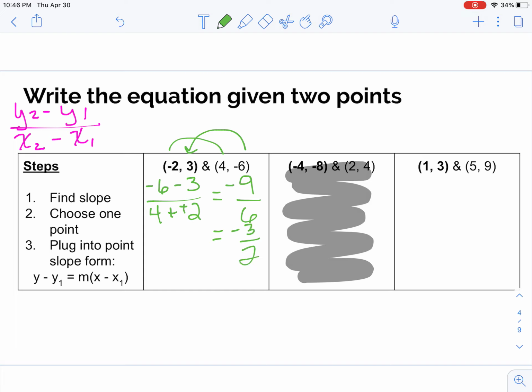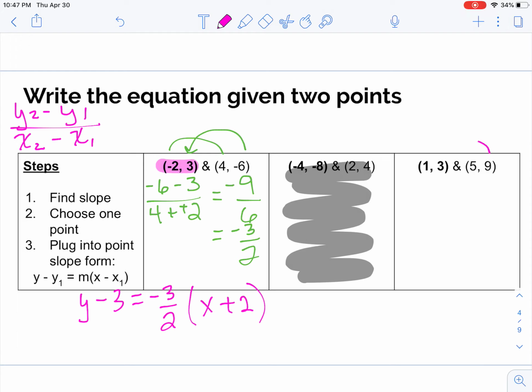Now, does it matter which of these points I use? No, it does not matter. I'm just going to choose one and roll with it. So we got y minus y1, which is 3, equal to the slope, which I know to be negative 3/2, times x minus, but I'm going to use the opposite of what I see, so that's going to be plus, and I'm done. And I've got it the way I want it to be.